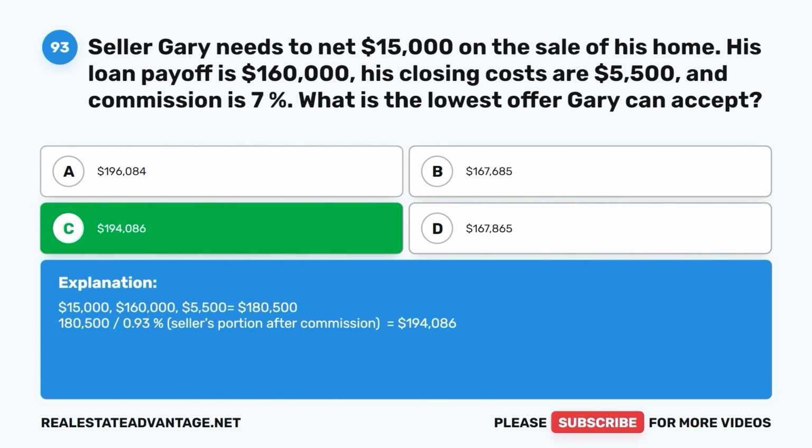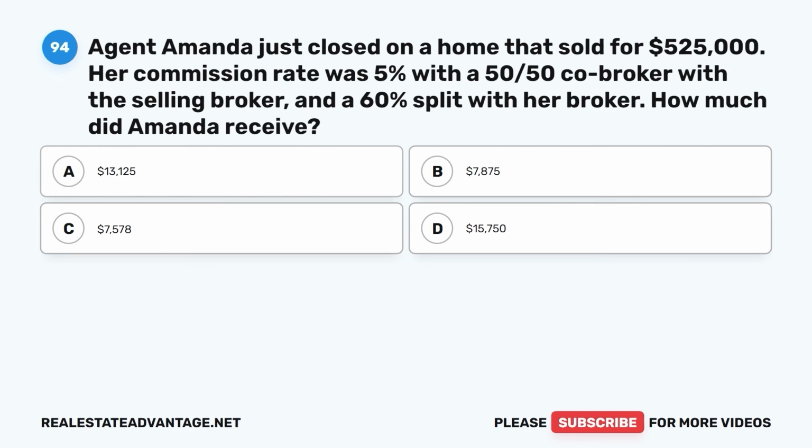$15,000 plus $160,000 plus $5,500 equals $180,500. $180,500 divided by 0.93, the seller's portion after commission, equals $194,086. Question 94. Agent Amanda just closed on a home that sold for $525,000. Her commission rate was 5% with a 50-50 co-broker split with the selling broker and a 60% split with her broker. How much did Amanda receive?